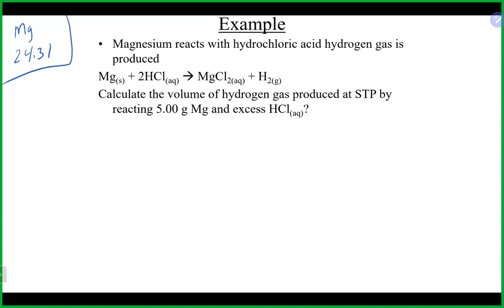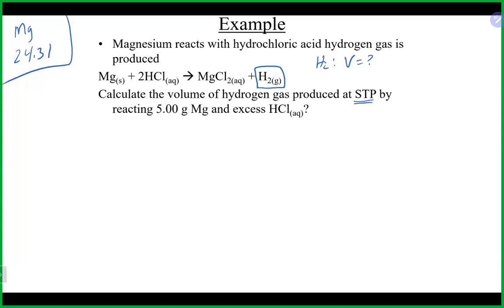Okay, so let's take a look. So this is pretty much the lab today. You're going to take some magnesium, react it with some hydrochloric acid, and you're going to produce some hydrogen gas. And like in lab, we're interested in how much hydrogen gas is going to be produced. So we're interested in the volume here of hydrogen gas. It is at STP is what we're interested in.